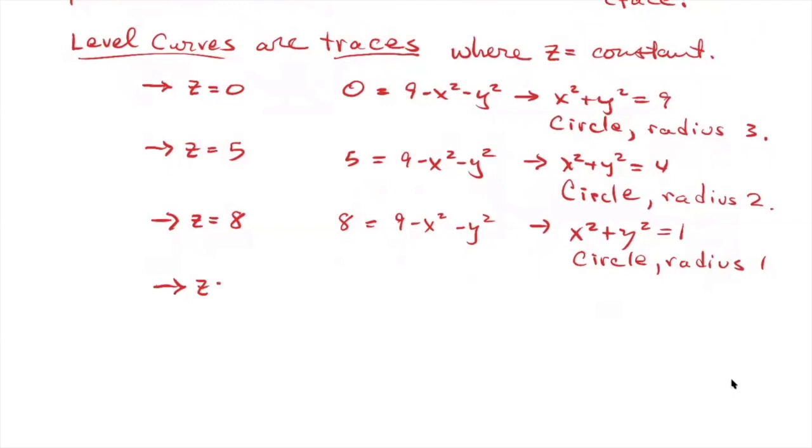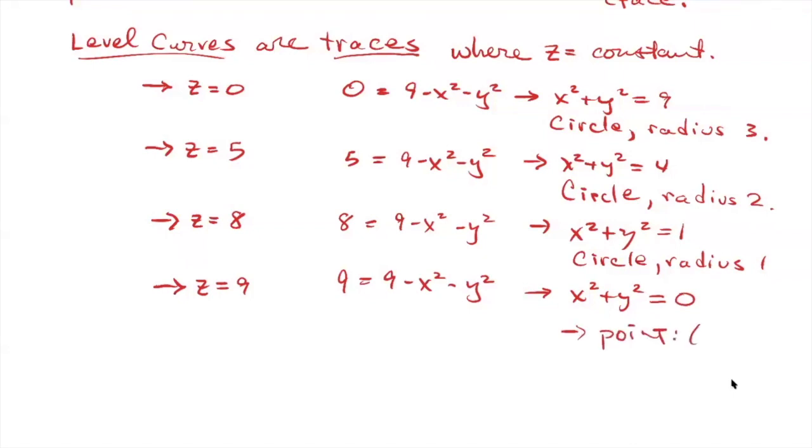So z equals 9 will give 9 equals 9 minus x squared minus y squared. And of course, that's x squared plus y squared equals 0. And you can call that a circle of radius 0, but I would rather call this the point 0, 0. And I'll go ahead and say 9 because the z coordinate is 9. Actually, I think I'll leave it out because that's not part of the two-dimensional curve.